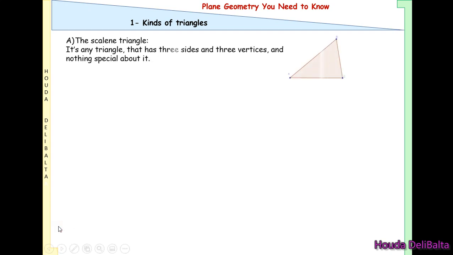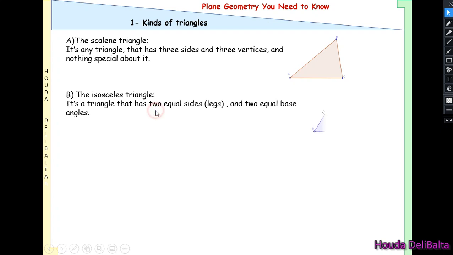The first kind of triangle is just the scalene triangle that has no properties. It's just any triangle that has 3 sides and 3 vertices. ABC is a scalene triangle. The vertices are A, B, and C, and the sides are AB, AC, and BC. Nothing special about it.